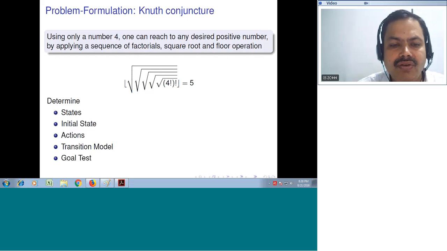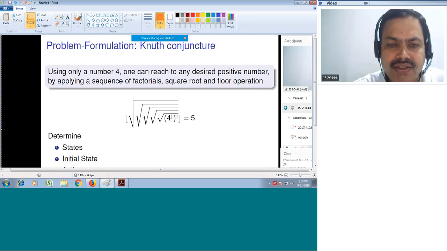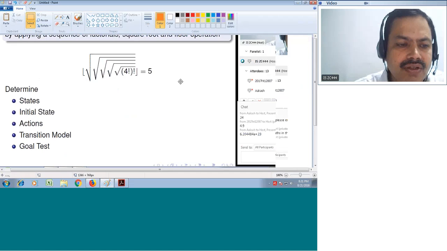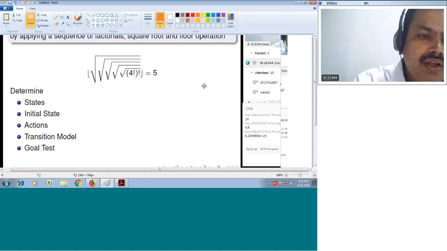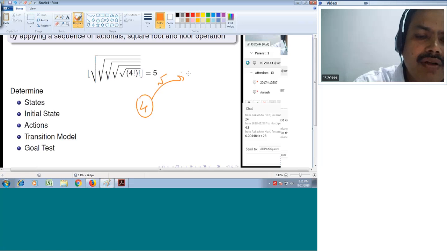Okay, you understand this concept? Is it clear? Very easy, it's not that difficult. Let me just draw some of the functions. You would be with me, okay? So initially you take 4. Then you apply square root. Then you get 2. Then you apply square root.